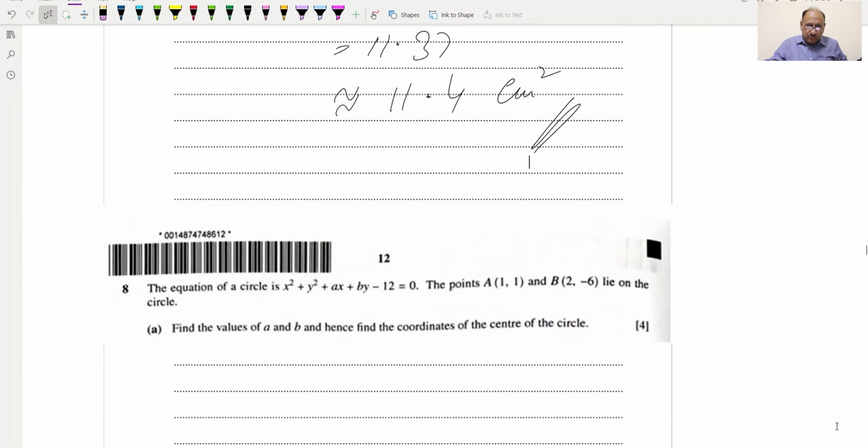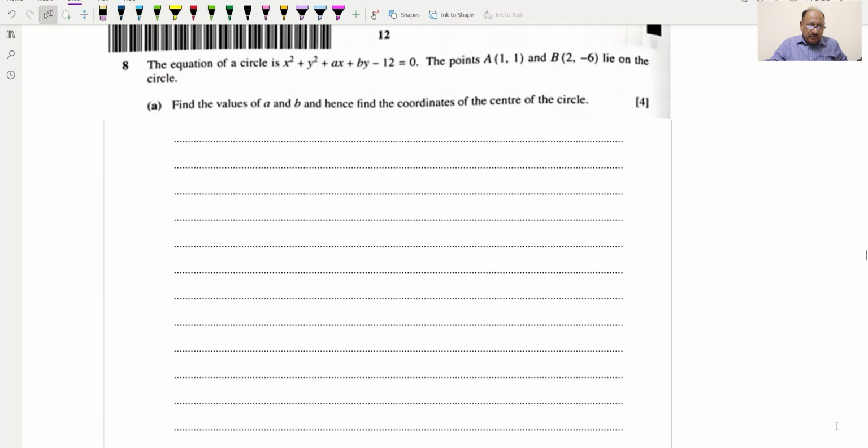Hopefully you understood this. Now question number 8, and question number 8 says the equation of the circle is this one. The points A and B lie on the circle. Find the values of A and B, and hence find the coordinates of the center of the circle, and this is a 4-mark question.